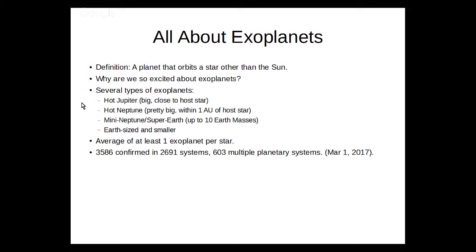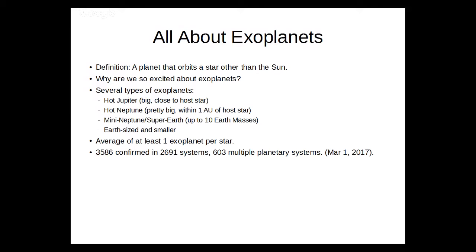So as of March 1st, 2017, we're recording this on the 25th of March, 2017, so about 3 weeks ago, there were 3,586 confirmed exoplanets in 2,691 different systems. A system being a star system, just like our own solar system. So you can pretty much say 2,691 stars. So you can definitely tell that there's at least one planet around each of those, because 3,586 is more than 2,691. And 603 of those are multiple planetary systems. I should have read the rest of the sentence there.